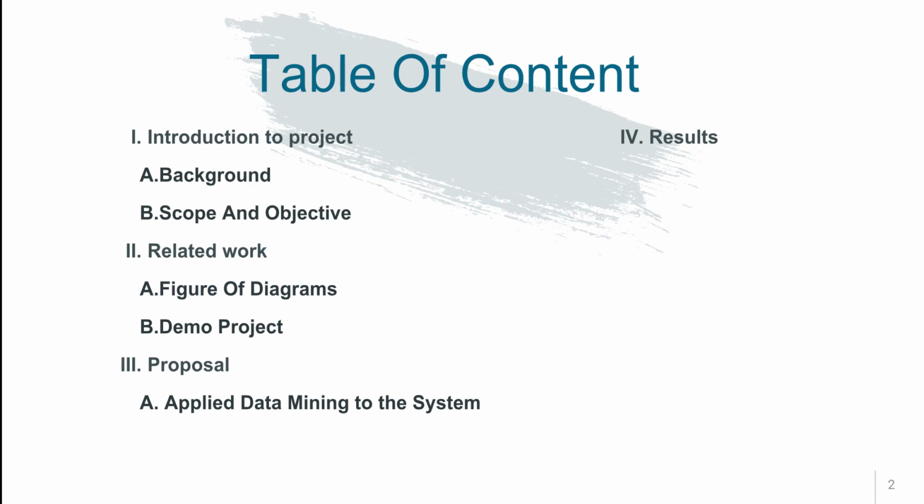The next is the table of contents. The first is the project introduction, which includes two parts: background, scope, and objective. The second part is about related work. The first is the figure on diagrams and the demo of my project. The third is the proposal. The first is applying data mining to the system, which I will do in the near future. And the final is the progress I have made so far.